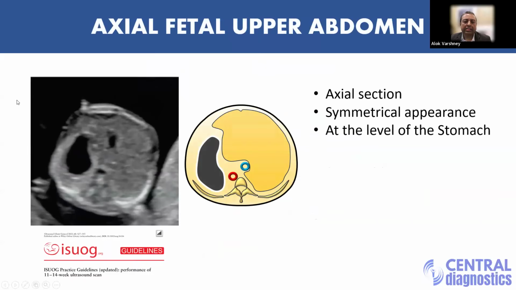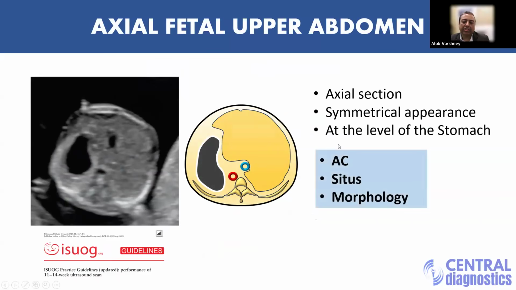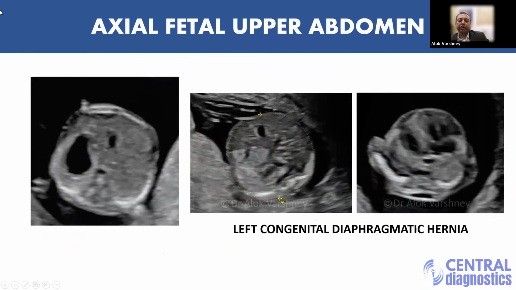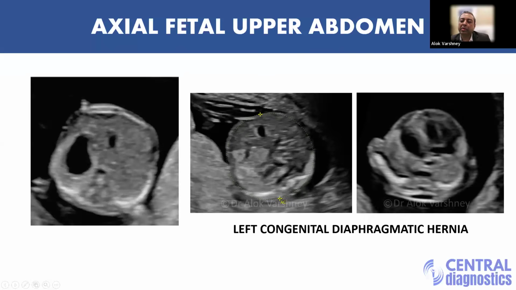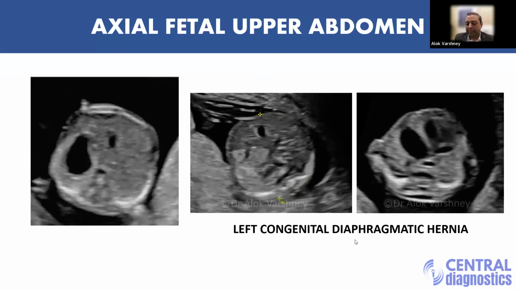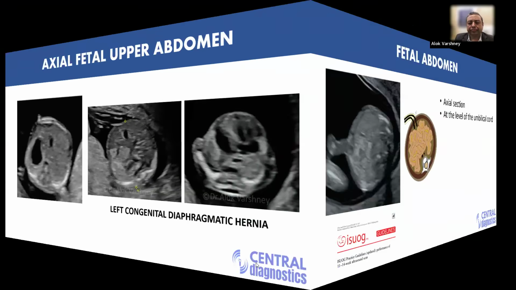All right, so this is the first plane which we need to see. This is an axial section of the upper abdomen. Again, it should have a symmetrical appearance at the level of the stomach. And we use it to measure the abdominal circumference, to check for the situs and assess the morphology. It is very important that we make sure the stomach bubble is visible, because if it is not visible, for example here in this case, we need to locate where the stomach bubble is. And then we see that the stomach has gone inside the chest, pushing the heart towards the right side. That is because the baby has a left-sided congenital diaphragmatic hernia. Just one example.